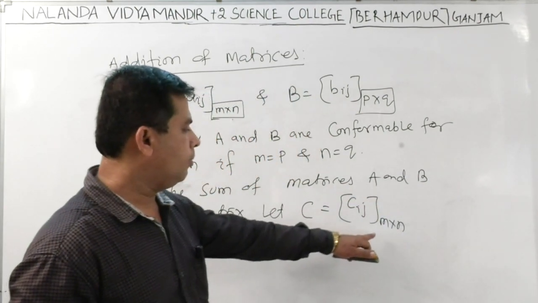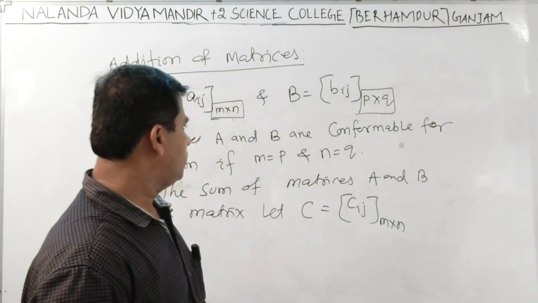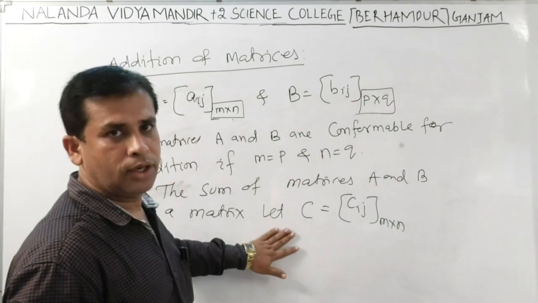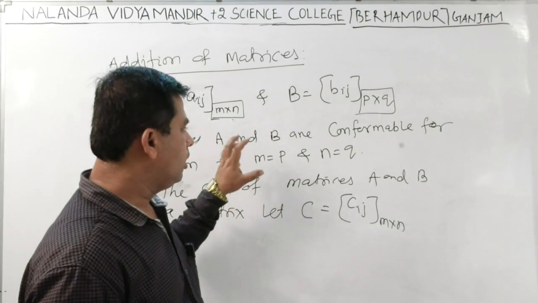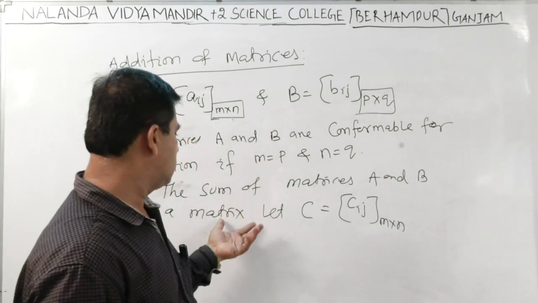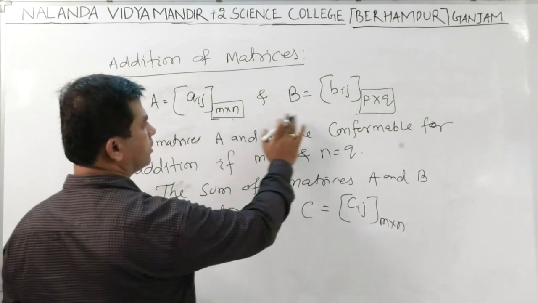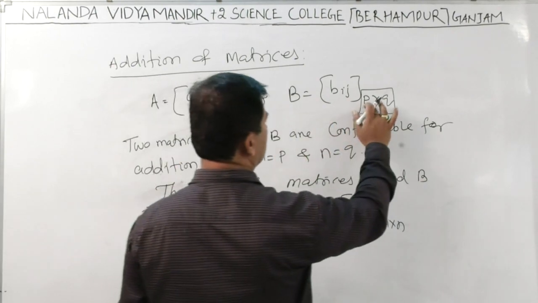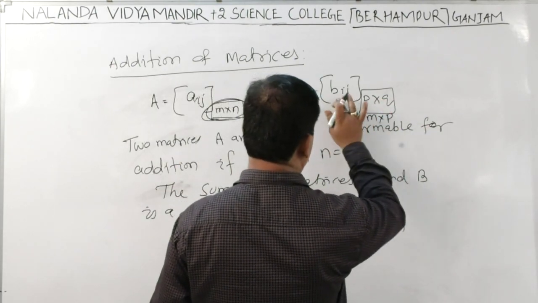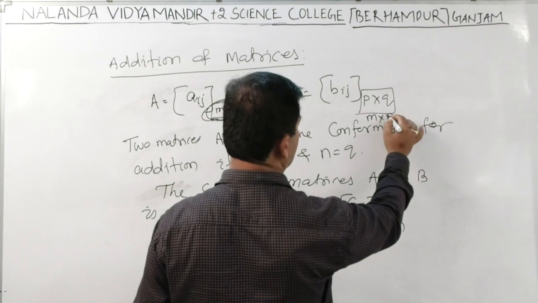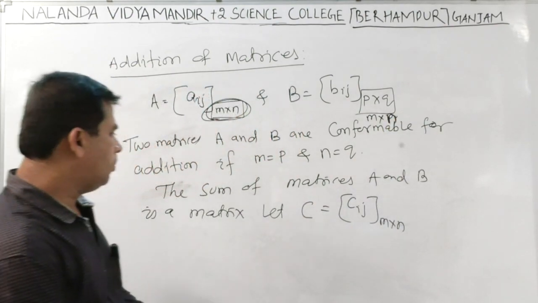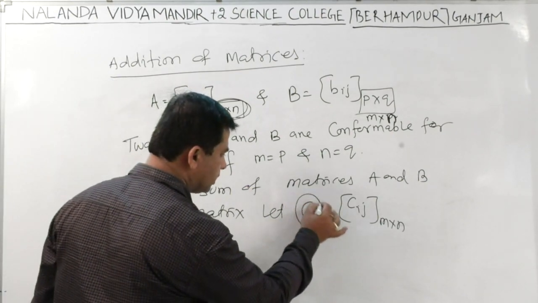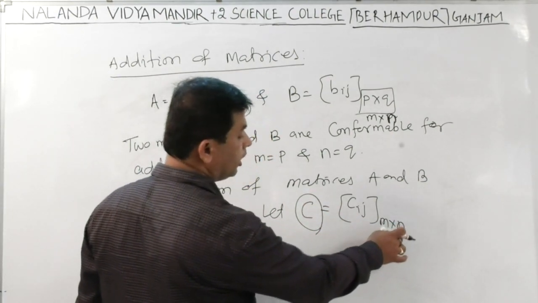Cij of order m cross n. If A and B are of the same order, then we are conformable for addition of two matrices. Both are of the same order, which means the order of matrix A is m cross n, and the order of matrix B is also m cross n. After addition of the two matrices A and B, the resulting matrix C is also of order m cross n.